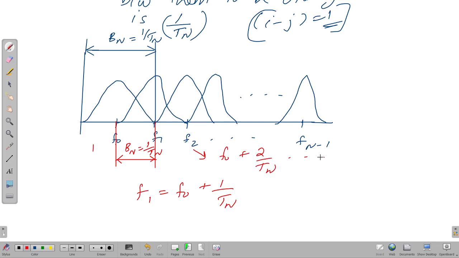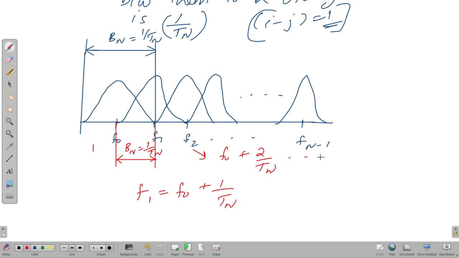What you have to notice is that these subcarriers are overlapping, but they are orthogonal to each other. Being orthogonal means that you are able to separate them at the receiver. You are able to separate each one of them by multiplying by the corresponding frequency. So that is a speciality of orthogonality of subcarriers.